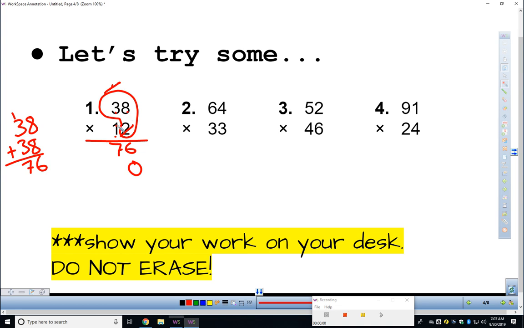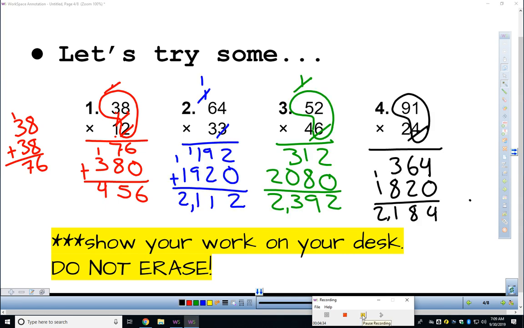1 times 8 is 8. 1 times 3 is 3. Add it all together: 456. Pause the screen and try the next ones. There you go. There's 3 problems. You'll notice in each one, before I multiplied by the digit in the 10s place, I dropped a 0.